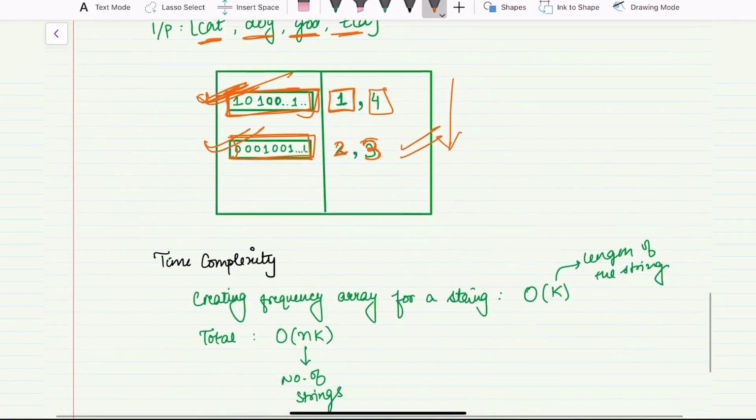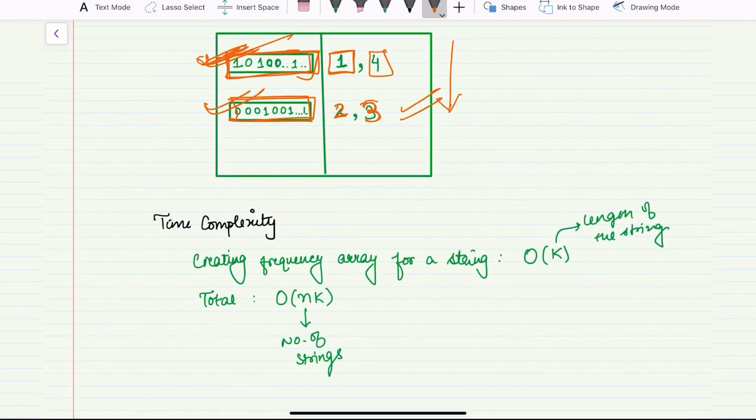The time complexity for this approach is going to be, for creating a frequency array for a string, order of k, where k is the length of the string, and the total time complexity will be order of n into k, where n is the number of strings. So it's going to be order of n into k. So this was it.